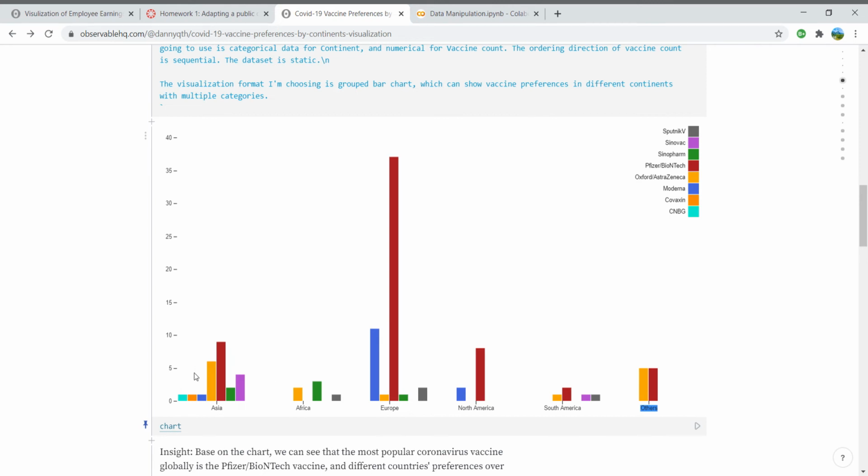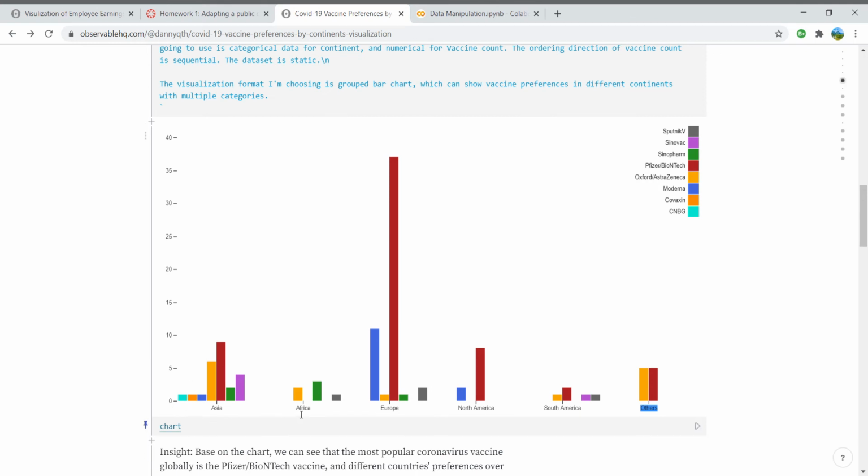And in Asia, we see a bit of variation here. Even though the Pfizer is still the most popular one, we see AstraZeneca. We also see some vaccines developed by Asian countries, like Covaxin from India, Sinopharm and Sinovac from China. And that's why you're seeing a bit of variation here.